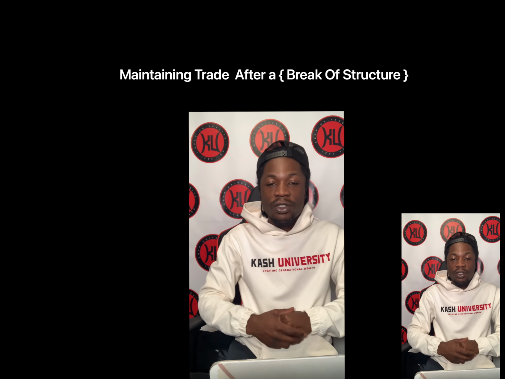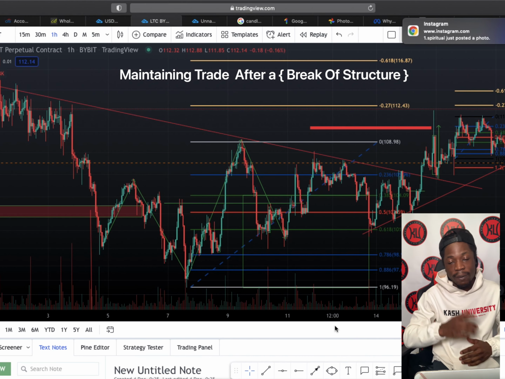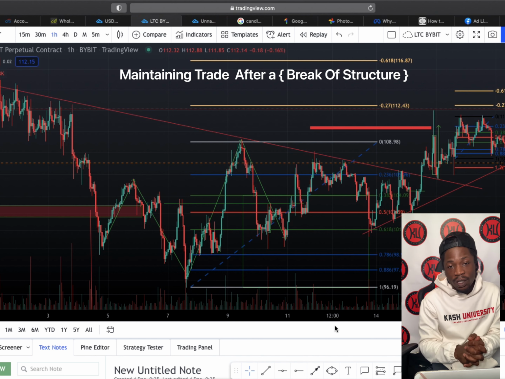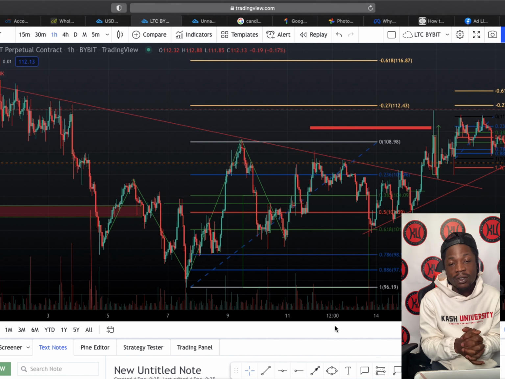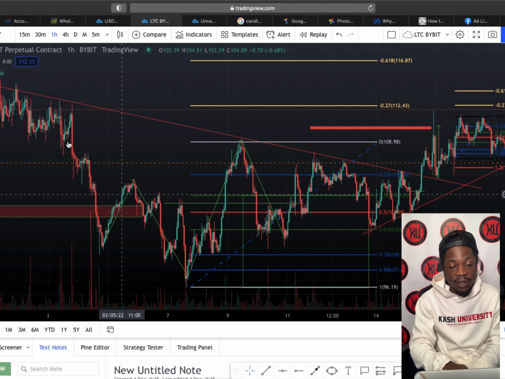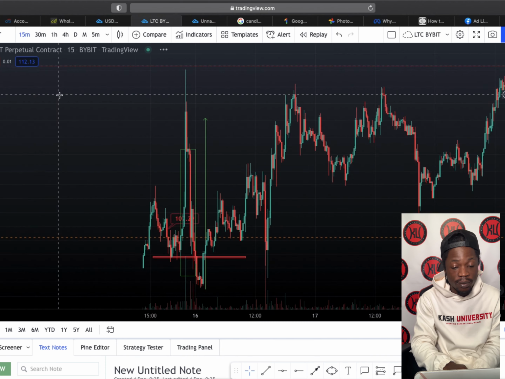So today I'm going to show you how you would maintain a trade that you are already in. Let's say you see a trade happening on the H1 time frame. What you would do is dial down to the M15 to get your entries, and you could more than likely get small trades in between and scale up, and that's on the M15.